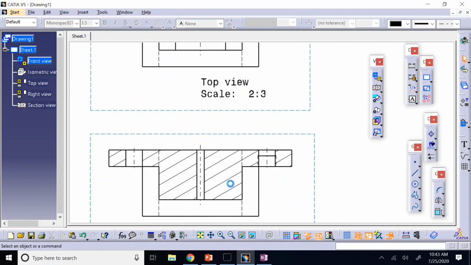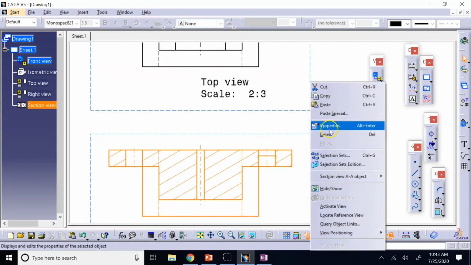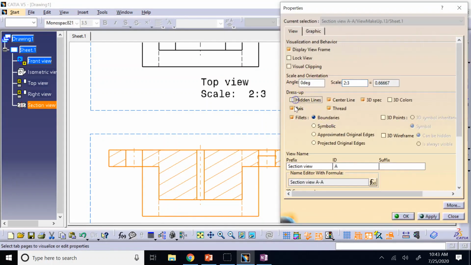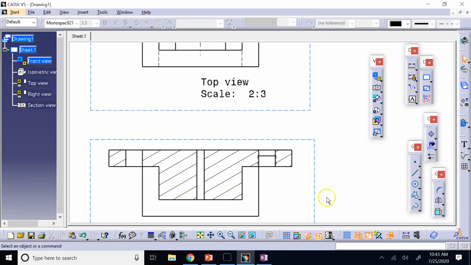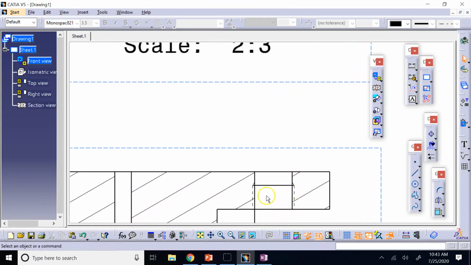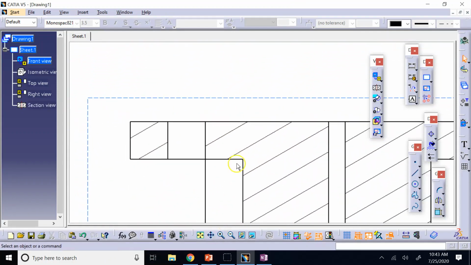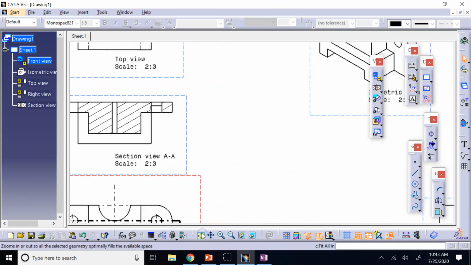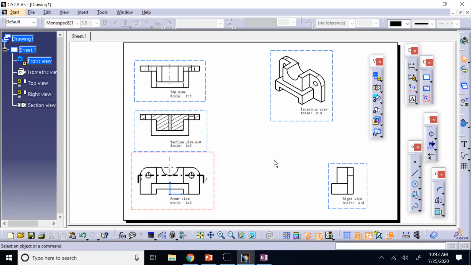And look now. Yes? So you clearly just need to turn off the hidden lines and center lines. I don't need any of them in a section view. But now you can clearly see that there is a thread on this hole and there is no thread on this one. Okay? So the threads will show themselves in section views as well.